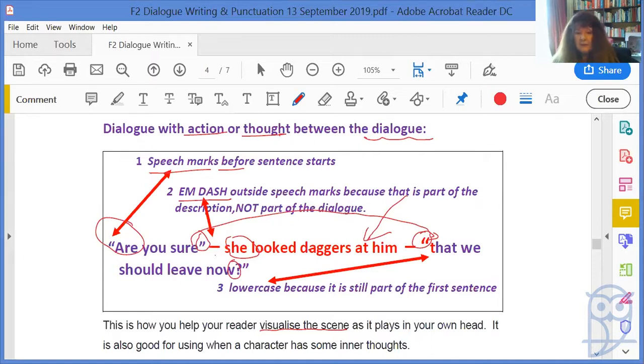Okay? So, it's also good for inner thoughts, because that's very difficult to convey on paper. In the movie, it's fine. You just cut to a flashback or whatever, and there you've got it. But in writing, she looked daggers at him. What feeling does that bring about? She was not happy because she was scowling and looking daggers at him. Okay.